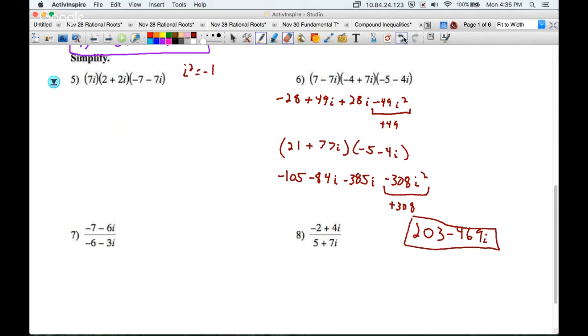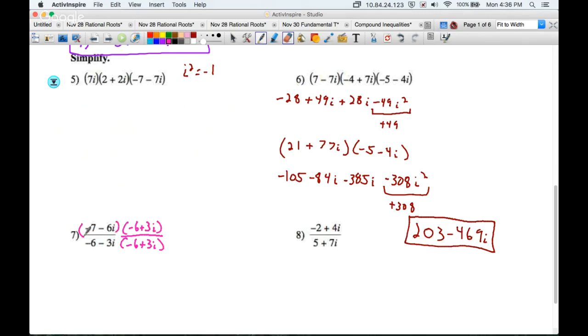All right, let's look at some of these fractions. Let me make that box a little better. When I'm trying to simplify a fraction that's got an imaginary number in the denominator, I have to multiply that denominator by its conjugate. Do number 7 here. The conjugate of negative 6 minus 3i would be negative 6 plus 3i. But whatever I do to the bottom, I must do to the top. So let me add another negative 6 plus 3i to the top.